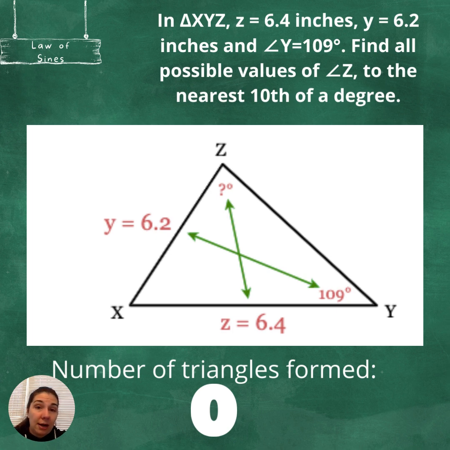If you were to draw this, angle Y is the obtuse angle because it's 109 degrees. The side opposite of angle Y is 6.2, whereas the side opposite of angle Z is 6.4. So that's larger than the side opposite of the obtuse angle, and therefore no triangles are formed, because that's not possible. You can't have a side larger than the side opposite of the obtuse angle. So no triangles are formed. That's all you would say. You would say this is impossible, and you would go on to the next problem.